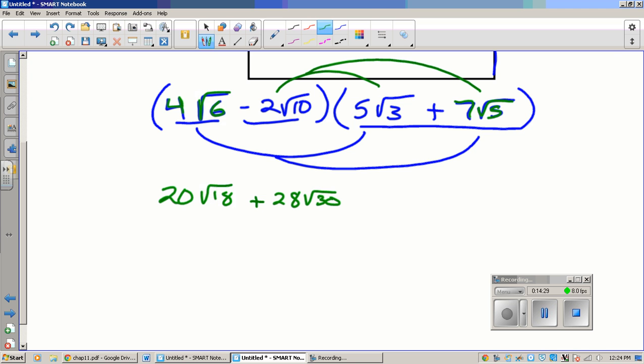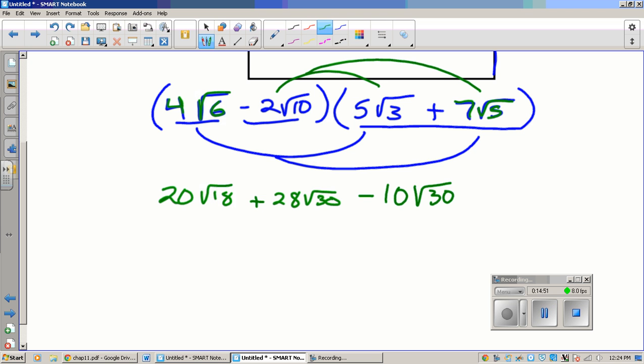Next, you're going to multiply negative 2 radical 10 times 5 radical 3. That is negative 10 radical 30.